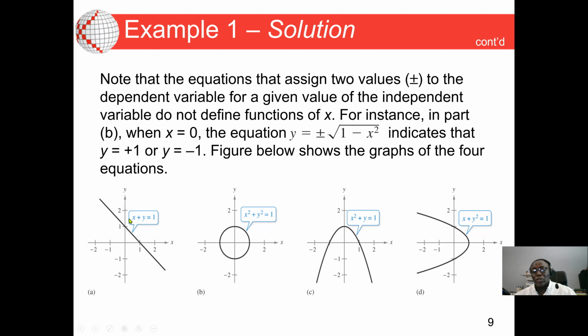So the first equation, x plus y equals 1, is a function. The second equation was a circle. It's not a function. The third is a parabola, which is a function. And also x plus y squared equals 1 is not a function.